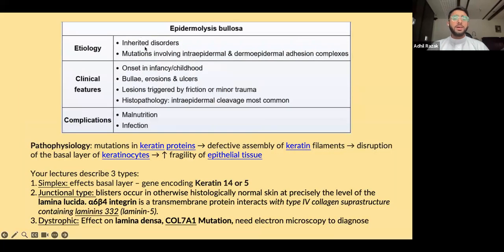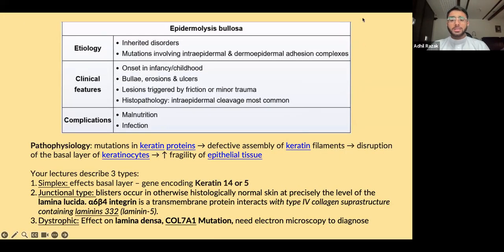So what exactly is EB? It is an inherited condition, and the mutations involve intraepidermal and dermoepidermal adhesion complexes. So whatever connections are between the epidermis itself and between the epidermis and the dermis, they're all falling apart because of the mutations in EB. The most characteristic signs: it starts in infancy, in childhood. There are bullae, erosions, ulcers, and they are Nikolsky positive, with lesions triggered by friction or minor trauma. And in the histopathology, you see intraepidermal cleavage.